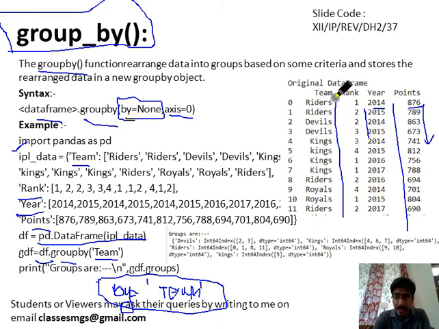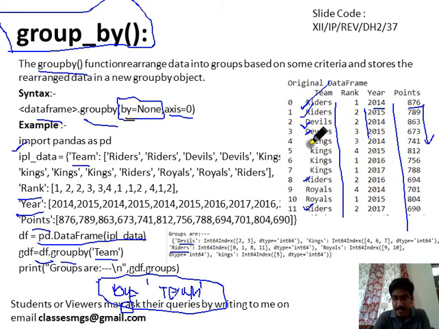So how many groups will it create? It will find the unique values. Riders is repeated 1, 2, 3, 4 times, so one group will be created with the name riders. This you can see here. Then another group will be created, devils. Devils is repeating 2 times, so devils is another group.